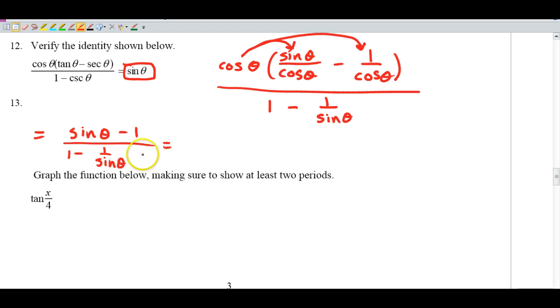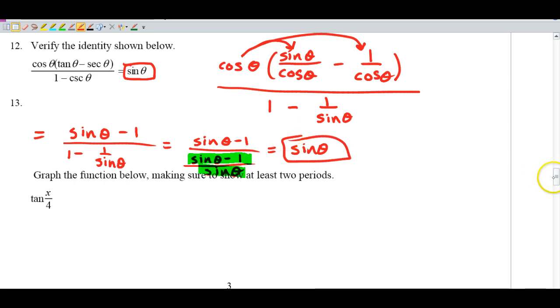Now, I've got to work with this denominator here. So this is going to be sine theta minus 1 over sine theta. Kind of running out of room there. But you can see if you multiply by the reciprocal of this, let me grab a red, you're going to get sine theta. So that one wasn't too bad. That's what we need there.